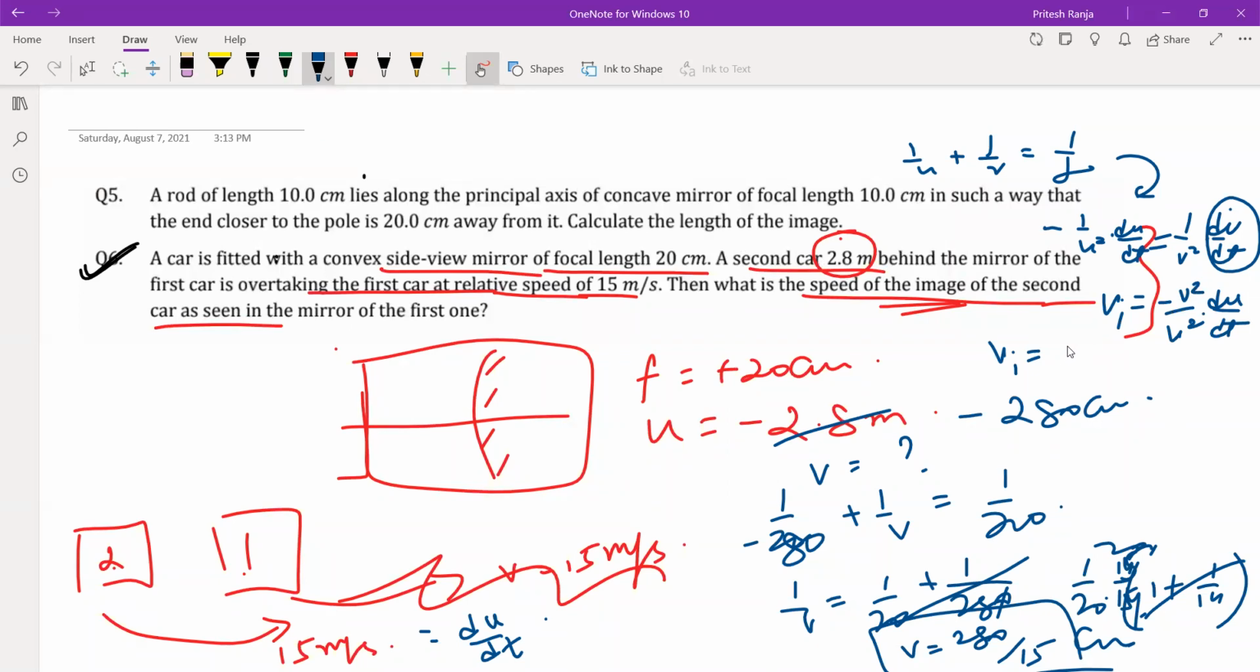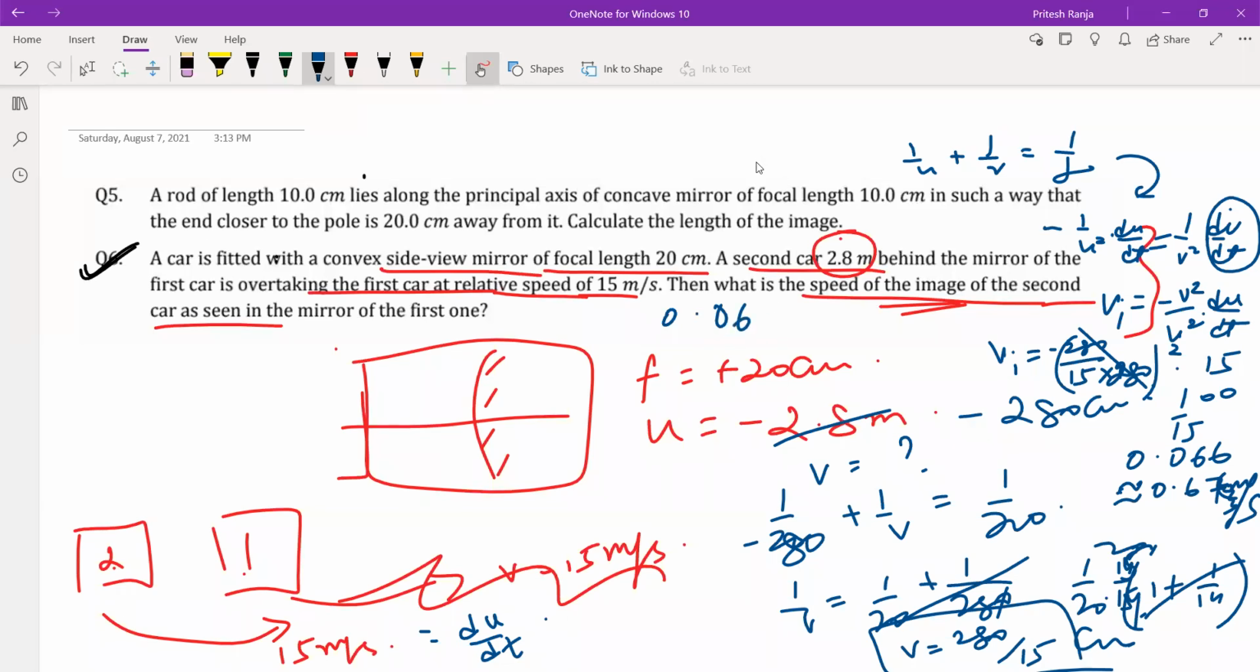So minus v square, that is 280 by 15, and u is 280. So whole square into the speed of object here, that is 15. So here we get 1 by 15, that is 0.066. Okay, so 0.067 centimeter per second. Centimeter per second or meter per second? Meter per second, right? Okay. All right, those who have got 0.06, that's correct.